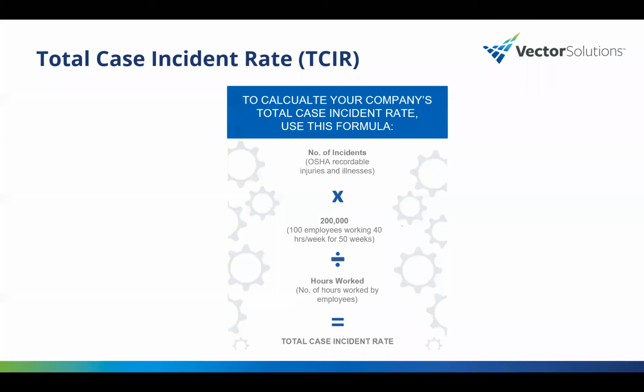So say it's February 1st and it's January, and you're doing an annual rate. So you had one recordable in the month of January times 200,000 hours divided by how many hours you worked in that month of January. So say it's 100,000 hours. So one recordable times 200,000 divided by 100,000 gives you a recordable rate of 2, meaning you injured 2 employees out of every 100 employees. So that's how the rate works, or all the rates work for that matter.